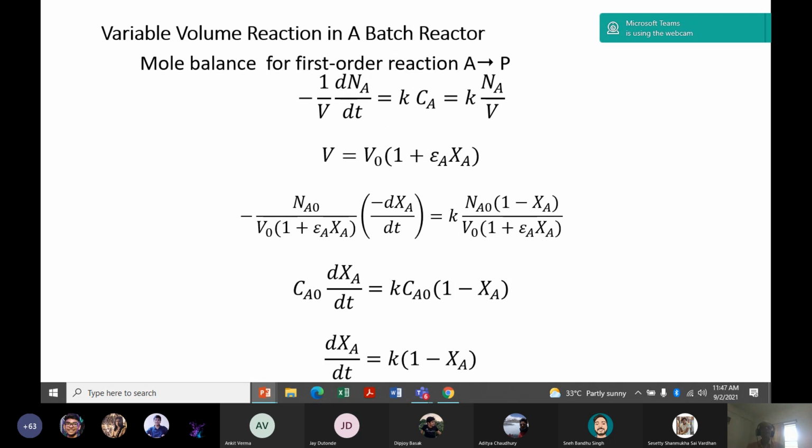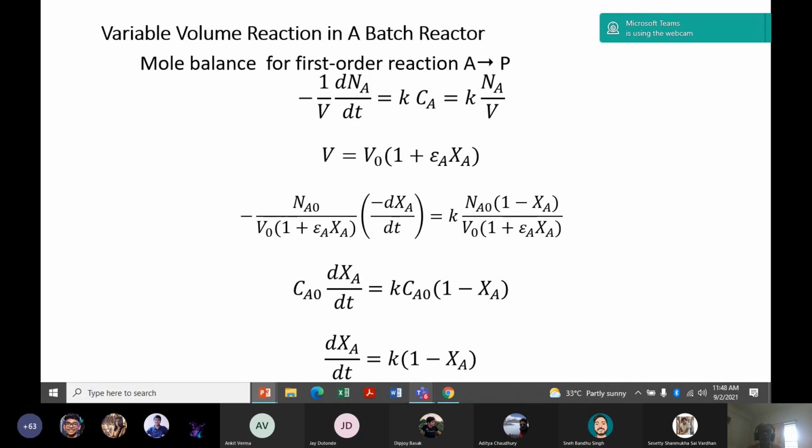Now, for a variable volume reaction carried out in a batch reactor, derive the mole balance again: 1 by V dNA/dt = K Ca. Always use V here, not in the form of dCa/dt, because the volume is changing with reaction. So substitute V = V0(1 + epsilon Xa) in the mole balance, and you observe we get the same expression. So for first order kinetics, there is no difference between variable volume and constant volume reaction in a batch reactor.